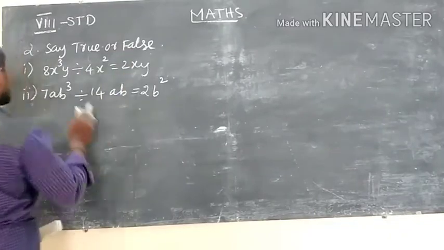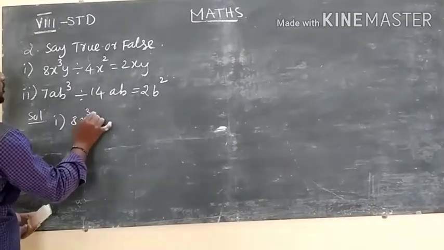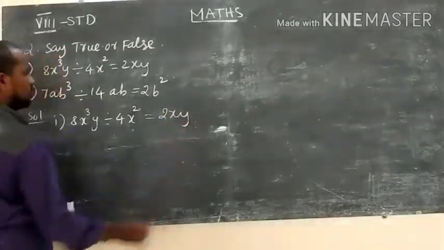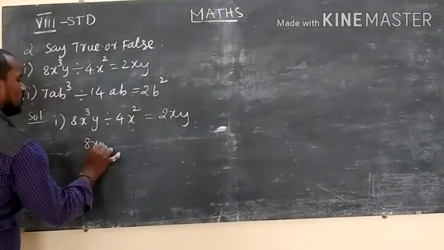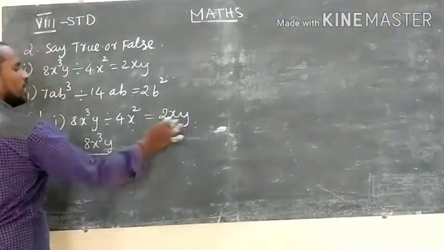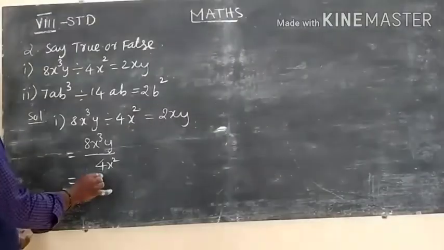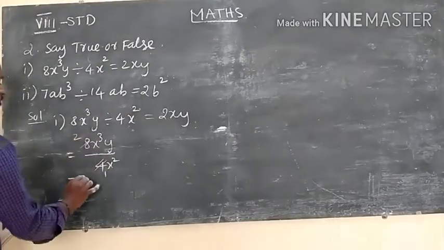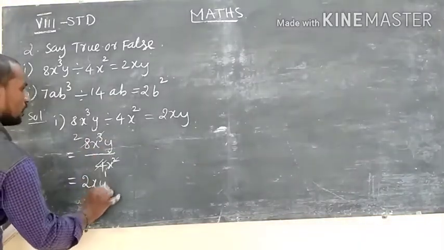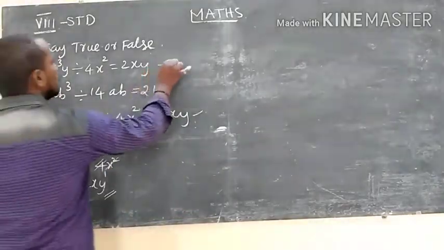Say true or false. The first division: 8x cube y divided by 4x square equals 2xy. So I want to verify. 1 4 is 4, 2 4s are 8, so 2. Then x square and x cube cancel, remaining 1x. Then y. So 2xy is the right-hand answer. Yes, this is true.